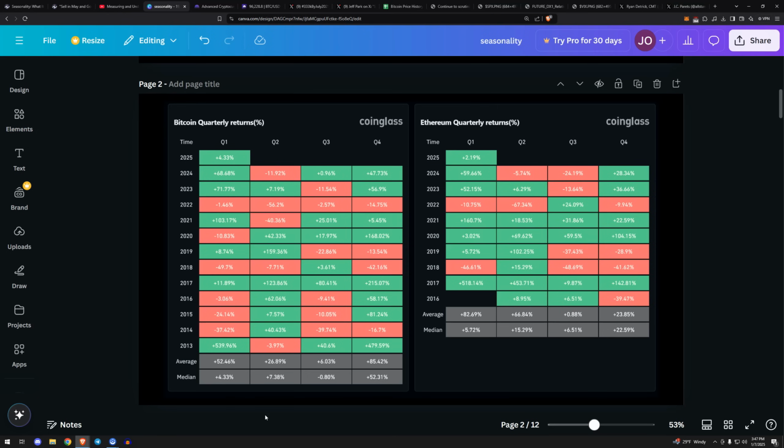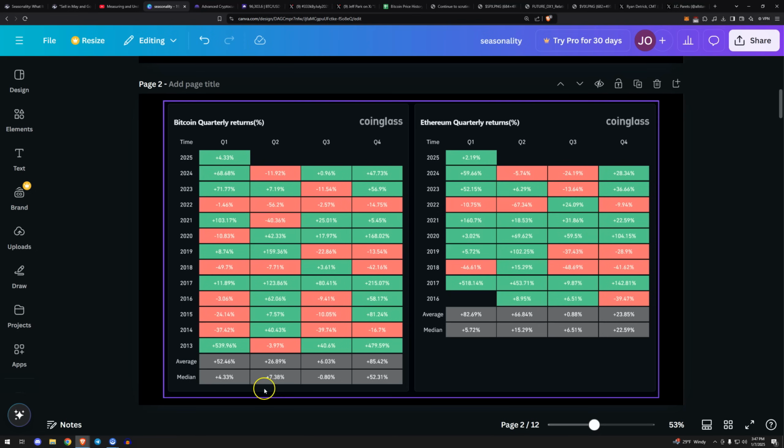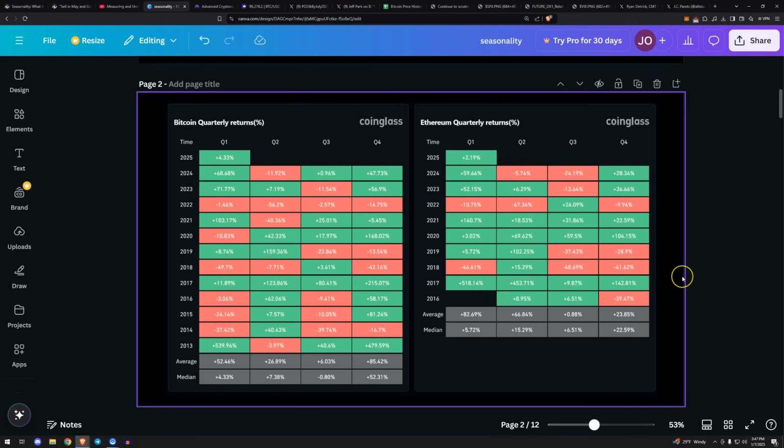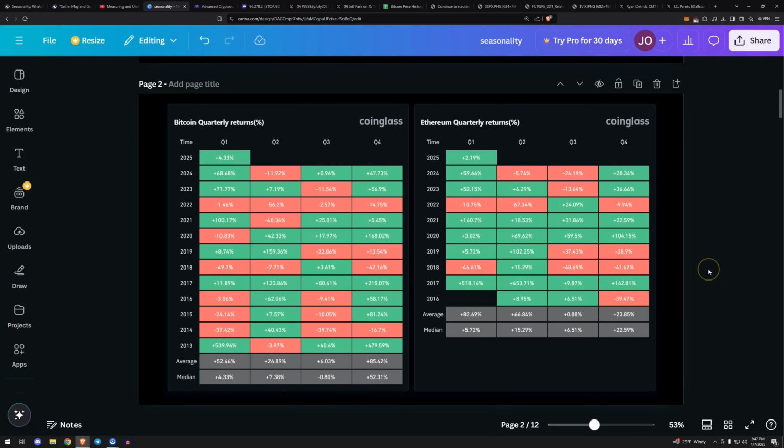Something else you'll see a lot of people do is throw out the outliers. So for BTC, typically you throw out 2013 because it really skews the data in Q1 and Q4. For most alts, you're throwing out 2017 or earlier, probably, just because, again, that's going to skew the data a lot. Here's 2017 for ETH. Just a little too crazy. But you can always look at median instead of average to help smooth the data a little bit.